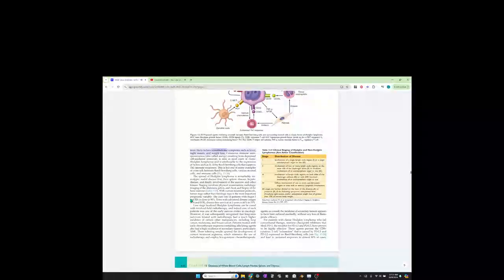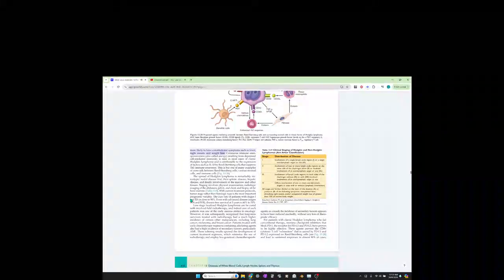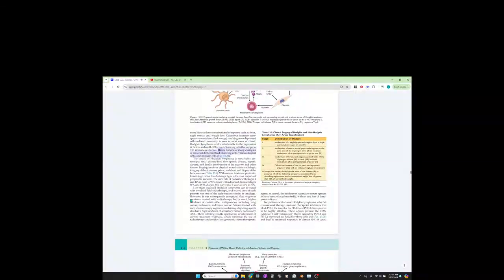More likely to have constitutional symptoms such as fever, night sweats, and weight loss. Cutaneous immune unresponsiveness resulting from depressed cell-mediated immunity is seen in most cases of classic Hodgkin lymphoma and is attributable to the expression of factors such as IL-10 by Reed-Sternberg cells that suppress TH immune responses. This is but one of many examples of crosstalk between Reed-Sternberg cells, various stromal cells, and immune cells.